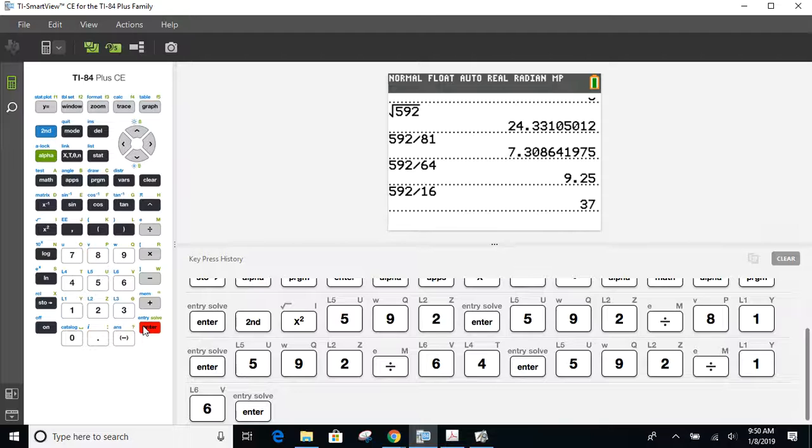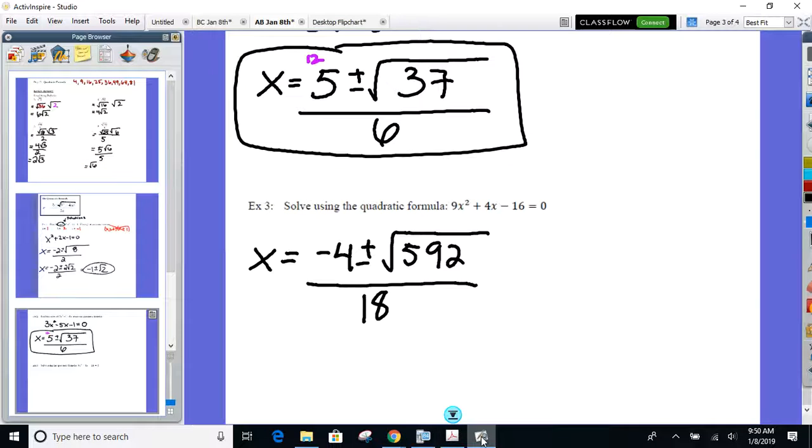Yeah. And by the way, some of you are like, how does he know I don't have anything higher than 16? Well, what did I multiply 16 by to get 592? Are there any perfect squares that go into 37? That's how you know you found the highest. If this other number has another perfect square, keep going. There's no other perfect squares that go into 37. So it was 16 and 37.